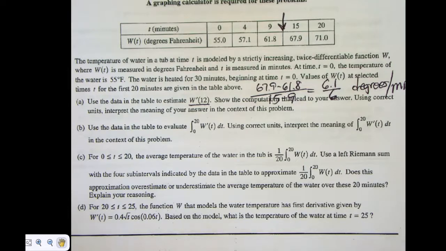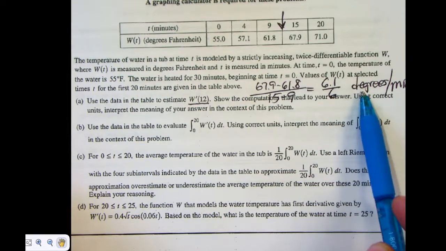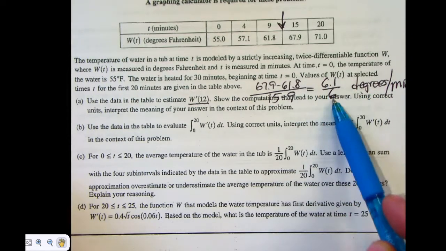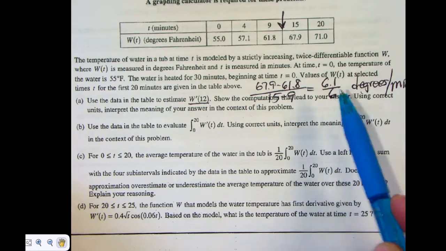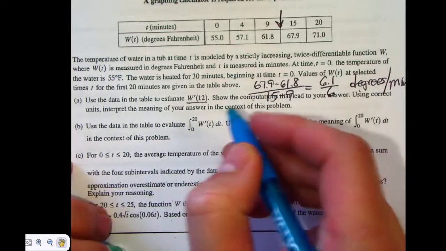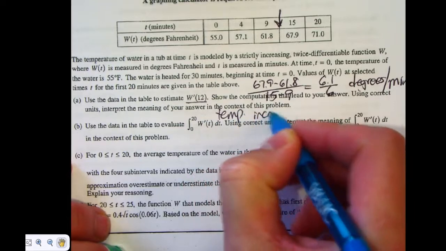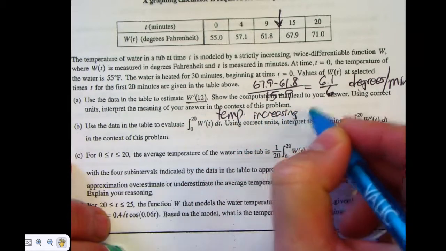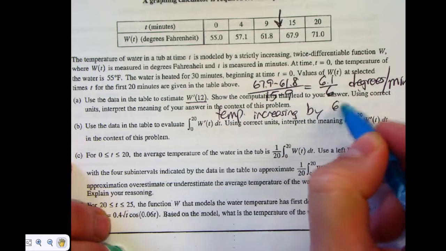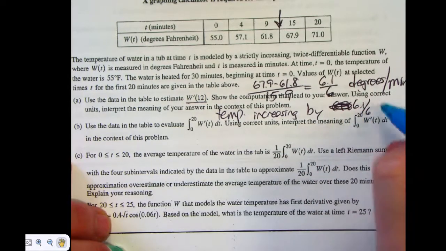Derivative tells us slope or rate of change, right? So what that tells us is the temperature has this rate of change. Is the temperature increasing or decreasing? Increasing by that amount. So the interpretation would be temperature increasing by 6.1 over 6 degrees per minute.